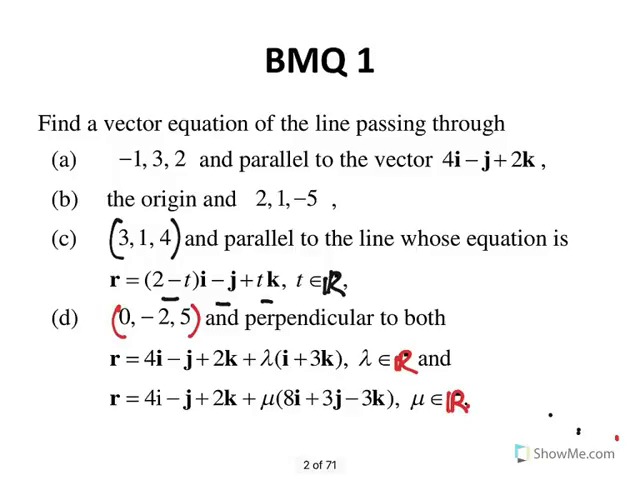Okay, passes through. Now we're looking at 1D. It passes through (0, -5), perpendicular to both (4, -1, 2) + lambda (1, 0, 3) and (4, -1, 2) + mu (8, 3, -3). Okay. So now, how do we go about doing this?